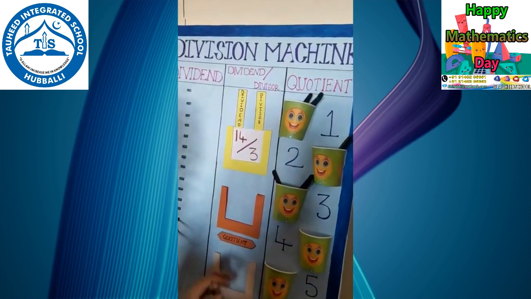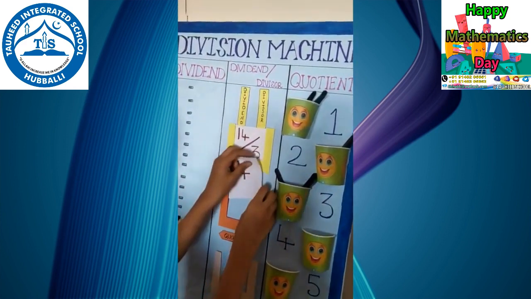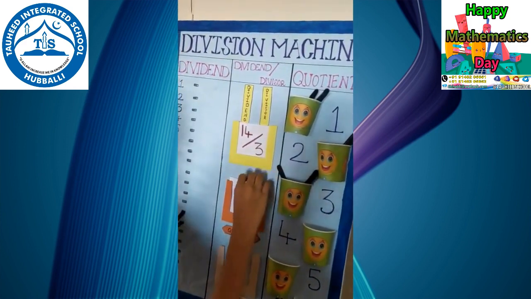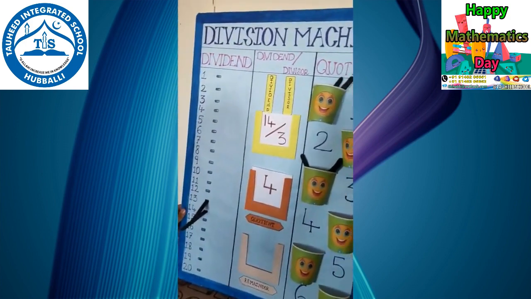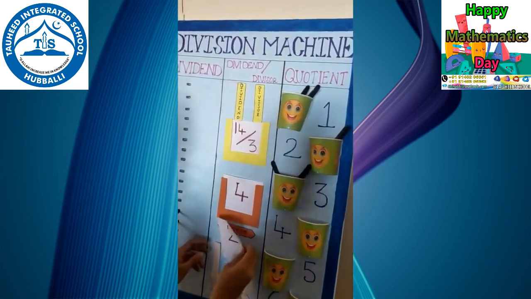So the quotient will be 4, and 2 sticks are remaining. So the remainder will be 2.